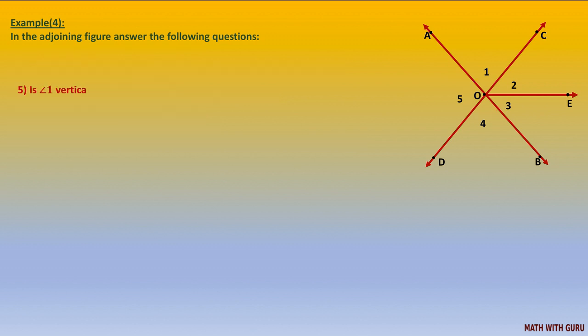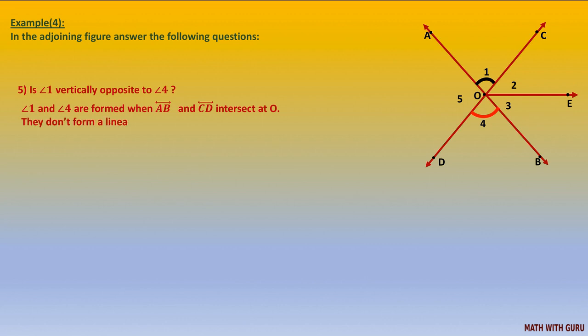This is the fifth question. Is angle 1 vertically opposite to angle 4? Let us check. These are the two angles we are dealing with, angle 1 and angle 4. Angle 1 and angle 4 are formed when straight lines AB and CD intersect at O. These are the straight lines. They don't form a linear pair since they don't have a common arm. So, angle 1 is vertically opposite to angle 4.